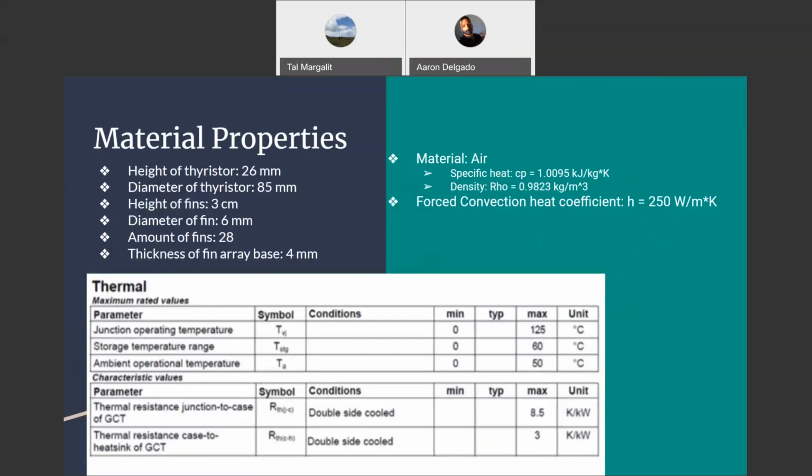In the previous project, we decided that copper would be the best selection for the heatsink material. The material properties were taken into consideration for the heatsink design. The characteristics of the thyristor are a height of 26 millimeters and a diameter of 85 millimeters. With those dimensions, we were able to produce our heatsink with a fin array base thickness of 4 millimeters, a fin diameter of 6 millimeters, a height of 3 centimeters, and 28 fins on both sides of the thyristor.